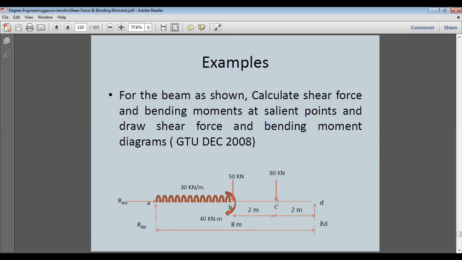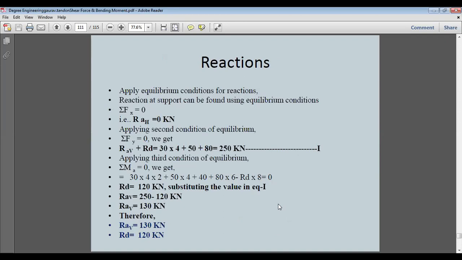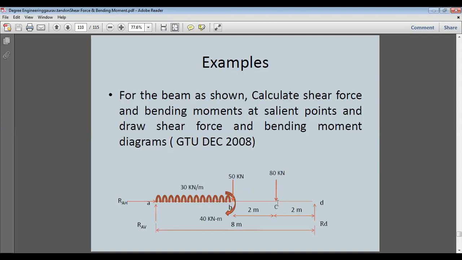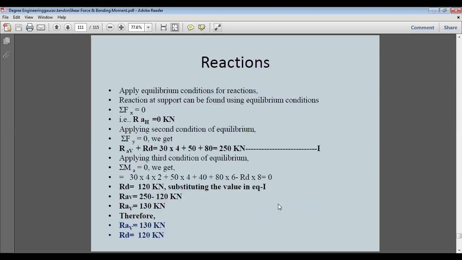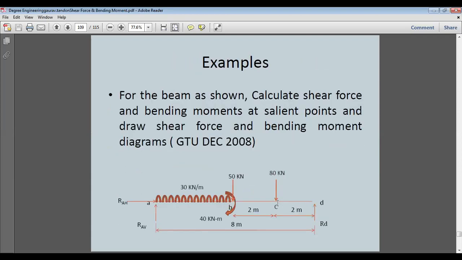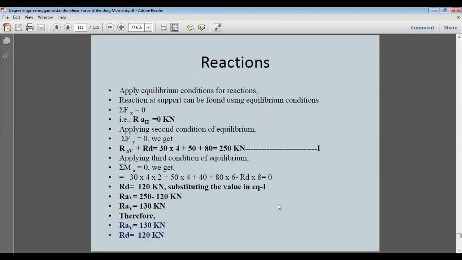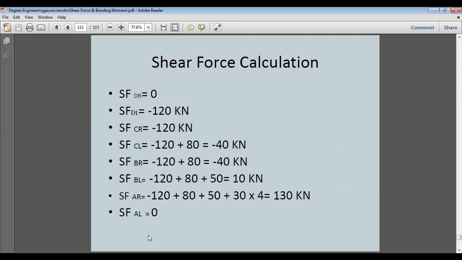Come to the point C, we'll be having reaction RAV plus RD. This is RAH, sorry. We have got the horizontal reaction RH, but we are not talking about horizontal reaction. RD, RAV, therefore RAV. Shear force at D left is 0 minus 120.